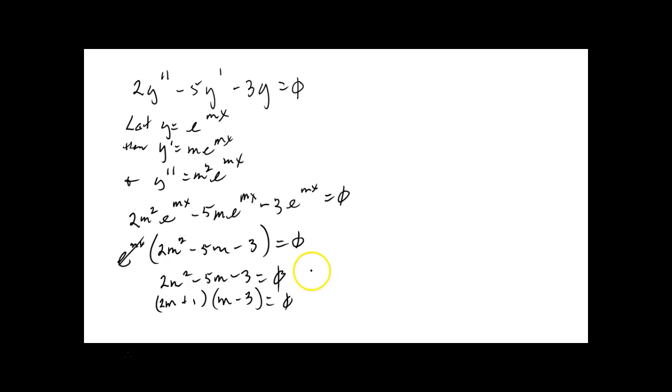If you can do it right there, m is equal to negative 1/2, or m is equal to 3. Now let's go back and see what difference that makes. Your solution then will be, this is one solution. You got two values for m, second order differential equation. You know you're going to need at least two arbitrary constants, right?